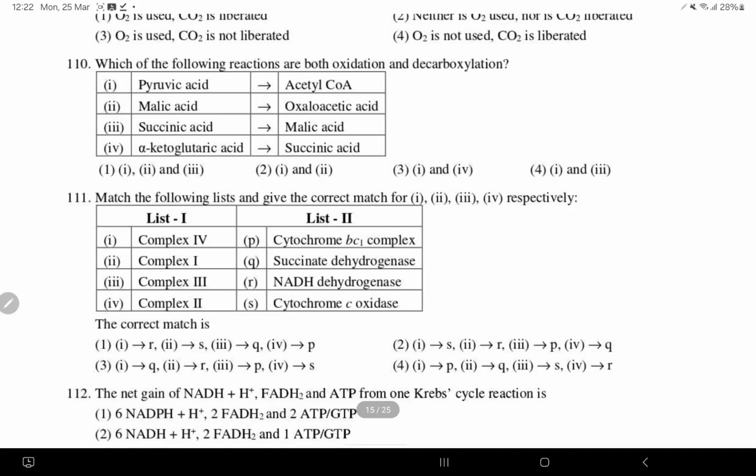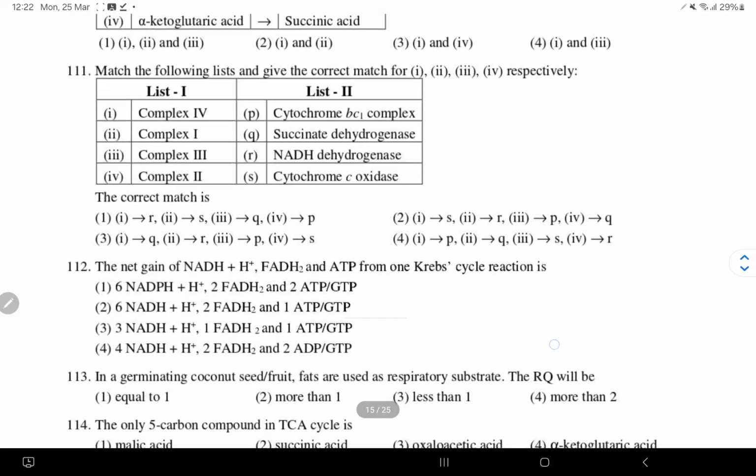Succinic acid to malic acid: no decarboxylation will happen. Alpha ketoglutaric acid to succinic acid: this is both oxidation and decarboxylation. Both will take place. So option 3, 1 and 4, both oxidation and decarboxylation.